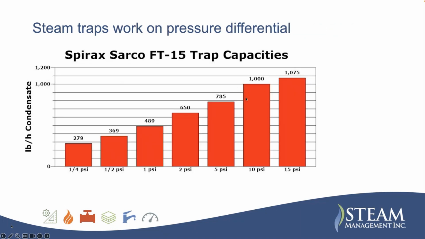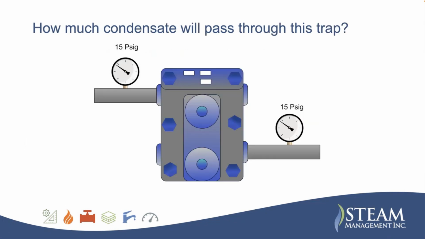So the higher the differential pressure between the inlet and the outlet of the trap, the higher the capacity of that trap. One of the things we see is if you have 15 psi on the inlet of the trap and 15 on the outlet, is this thing going to move much condensate? No, hardly any at all.